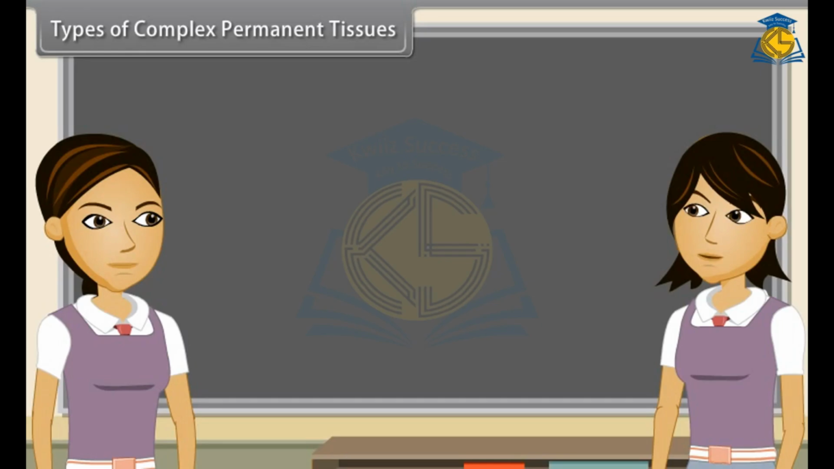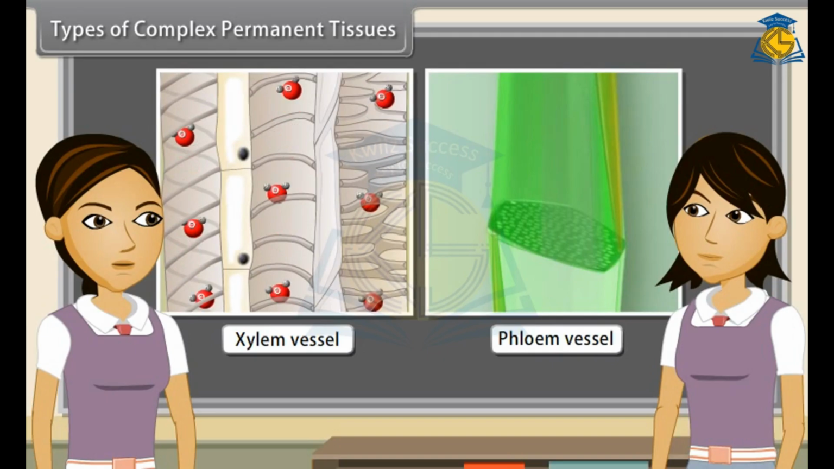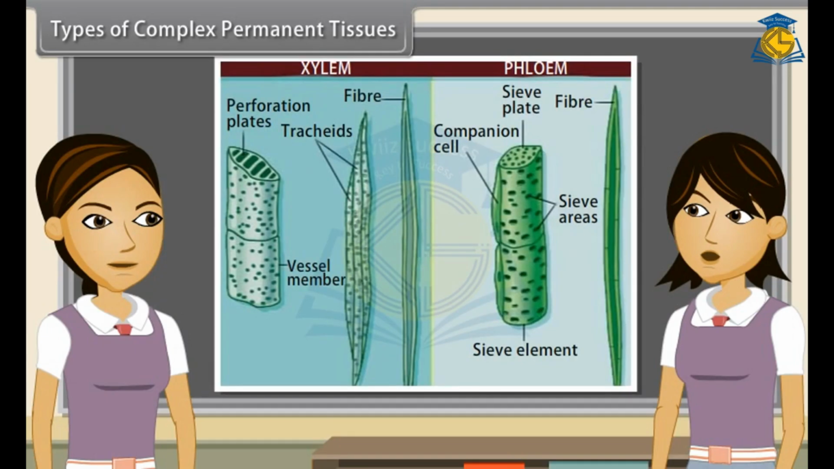All these cells coordinate to perform a common function. On the basis of nature of cells, complex permanent tissues are of 2 types: xylem and phloem. Xylem is the supporting and water-conducting tissue of vascular plants, consisting primarily of tracheids and vessels, also called woody tissue. Phloem is the food-conducting tissue of vascular plants, consisting of sieve tubes, fibers, parenchyma, and sclereids, also called bast.